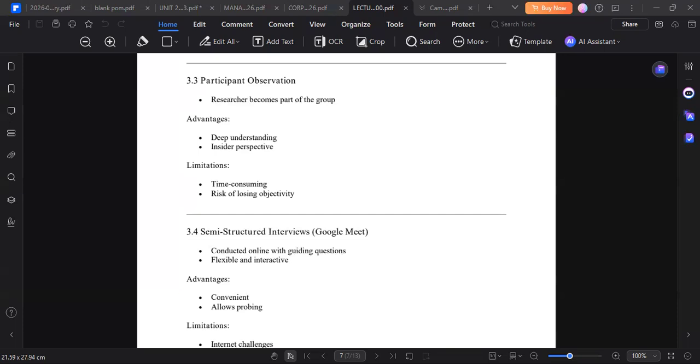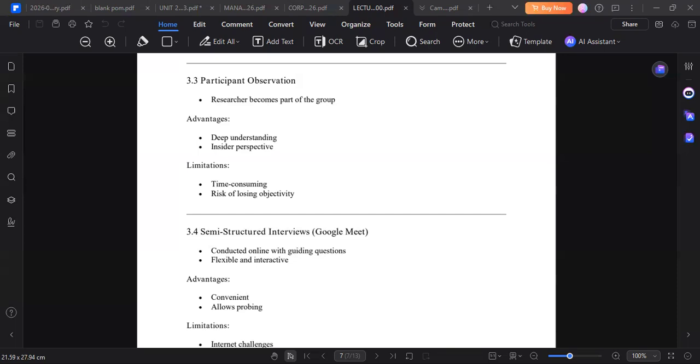So participant observation. Inside that perspective, you become part of the group. So it helps the researcher to understand the subtleties of societal norms. There's rich data. It provides detailed information that can be difficult to capture if you were to get it through interviews. The limitation is that it's time consuming.